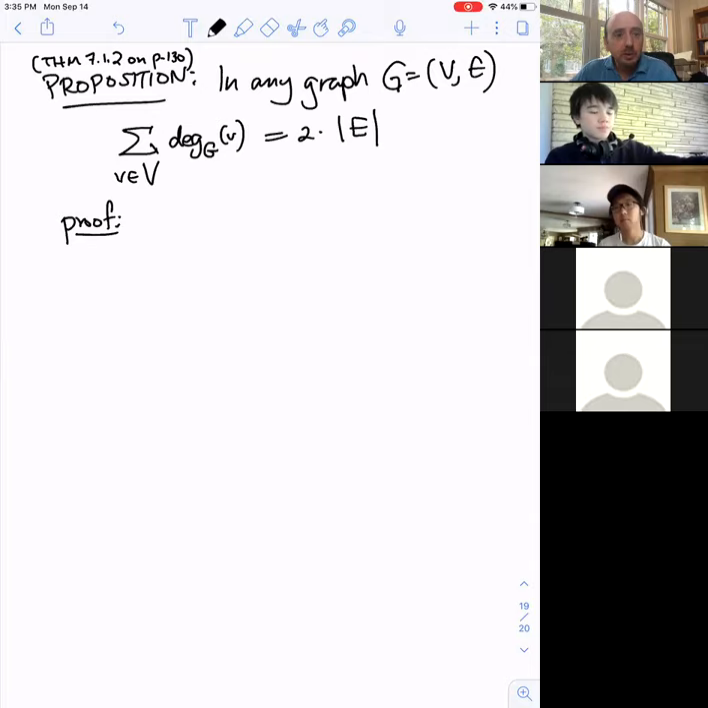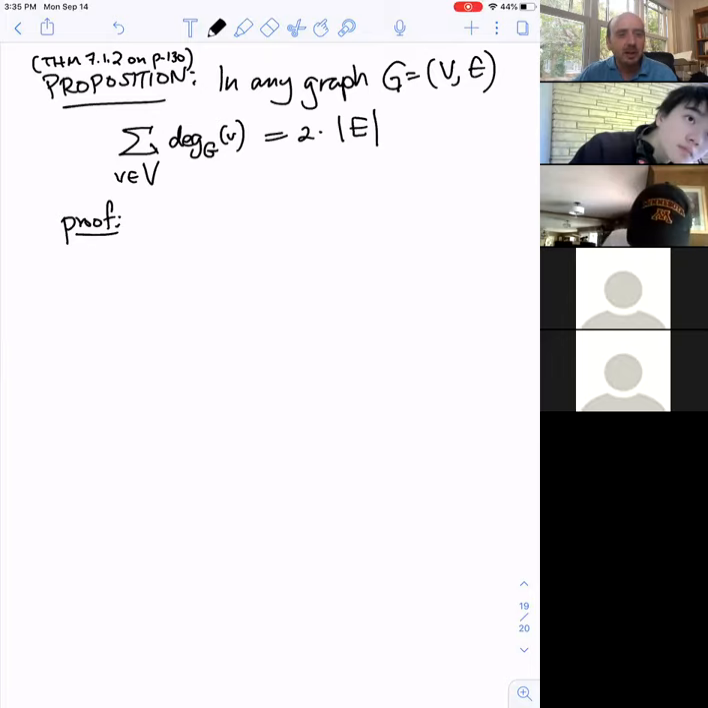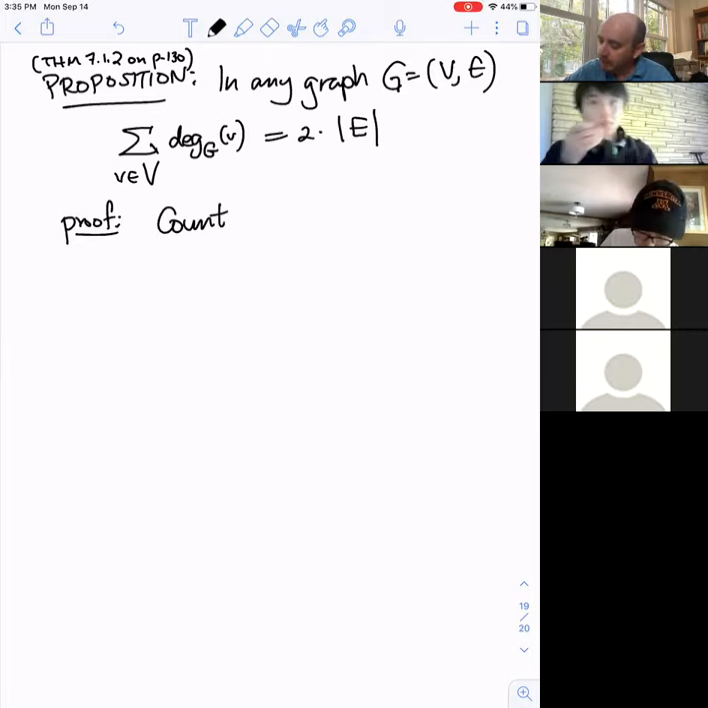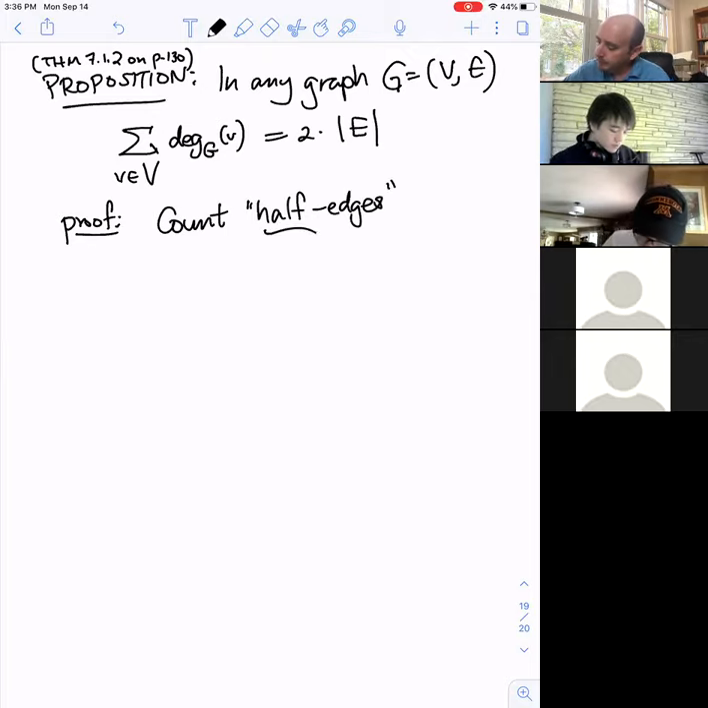And one way to do this is one of these situations where, rather than calling it Shepard's principle, I'm going to call it counting in two ways. So what I want to do is count the set of half edges, that's my set B, in two ways.